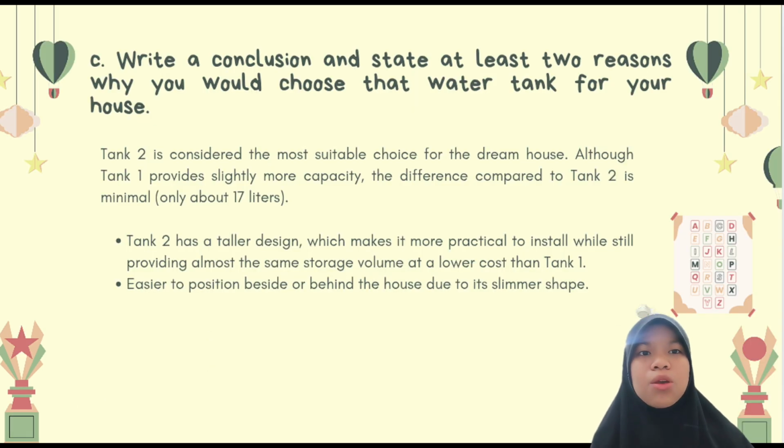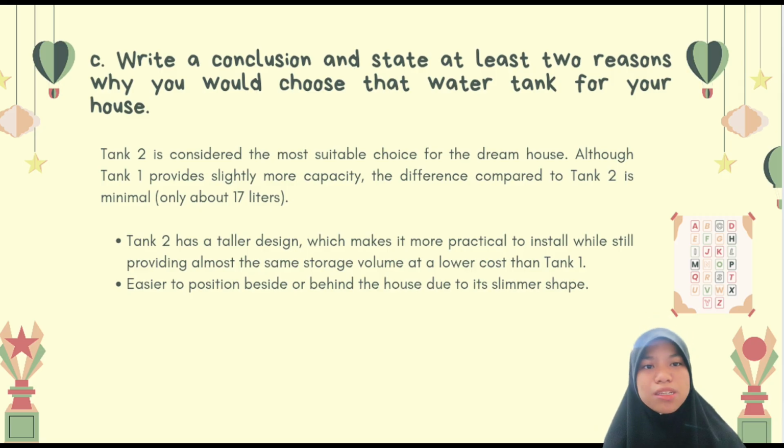From these results, we can see that tank 1 has the highest capacity, about 635 liters, followed by tank 2 with 618 liters and tank 3 with the smallest capacity of 426 liters. So, for the conclusion, tank 2 is considered the most suitable choice for the dream house. Although tank 1 provides slightly more capacity, the difference compared to tank 2 is minimal, only about 70 liters.